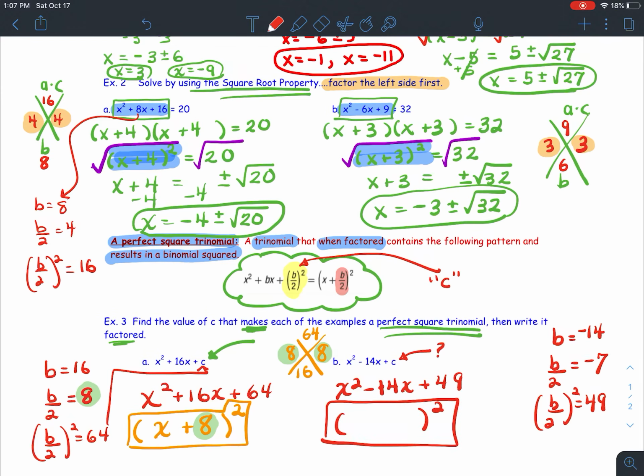Now, that's a perfect square trinomial, so it means it's going to factor into a duplicate factor. I'm not going to make an X puzzle for this. I'm just going to look over here and say, what did we say B divided by 2 was? Oh yeah, minus 7. So that means if I made an X puzzle, my two numbers would be negative 7 and negative 7. So I'm just going to go ahead and fill that in here. Right there is where I'm putting the B divided by 2 value.